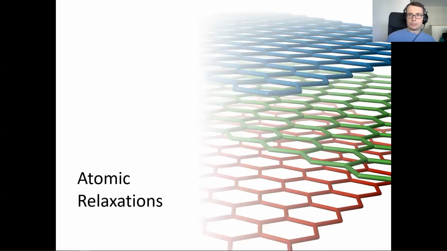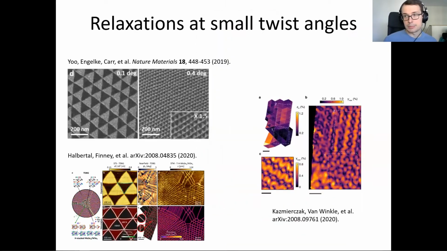Okay. So before I go into a little bit more detail about these electronic single particle Hamiltonians, I just want to talk about atomic relaxations because in these systems, it's very important. So here I have 3 examples of images from experimental papers that have done scanning tunneling microscopy on surfaces of Moiré patterns of mostly graphene, but I think this picture down here in the bottom left is a transition metal dichalcogenide, which is a semiconductor.